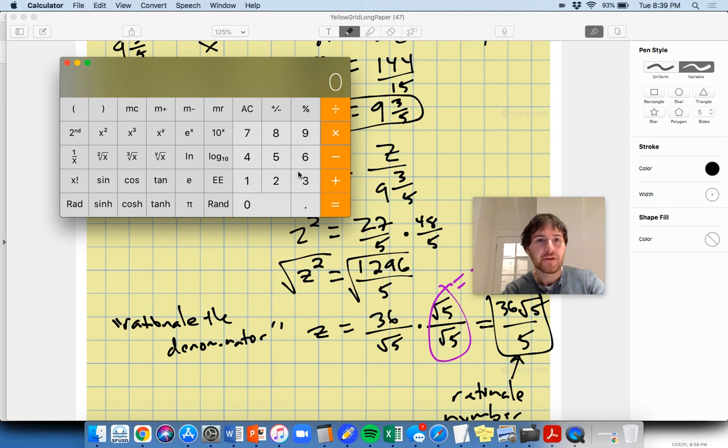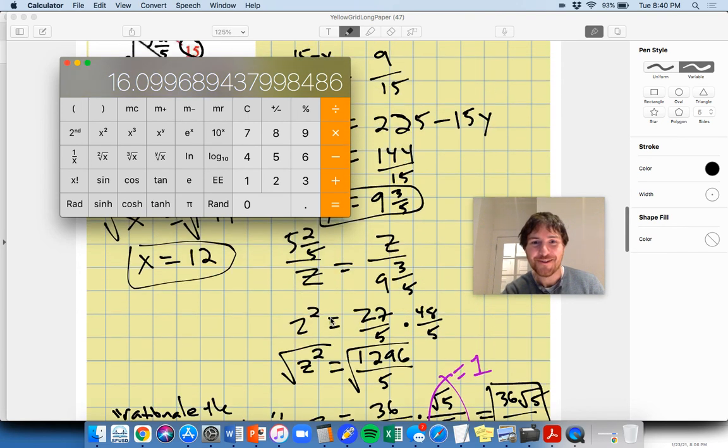I'm hitting wrong buttons here. So 5. You thought you'd be done with this by now. Okay, here we go. Square root of 5 times 36 and divide by 5. I got the wrong answer. I got the wrong answer in this one here. What did I do wrong in this one here?